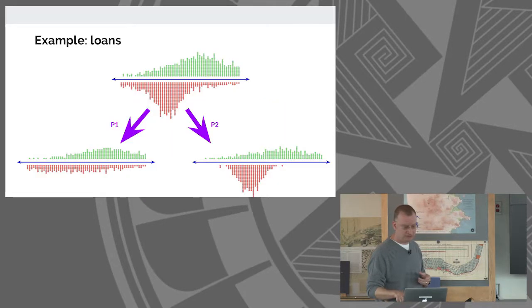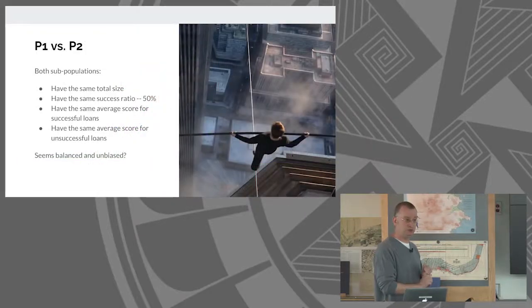Okay, so in this loan example, these are two subpopulations, P1 and P2. You can see that they look a little bit different, not a lot different. The main difference is that P2 has a smaller distribution of scores on the negative side. These two populations have the same total size. They have the same success ratio, exactly 50% in both subpopulations succeeded. They have the same average score for successful loans, and the same average score for unsuccessful loans. So the first moments of these distributions are all the same.